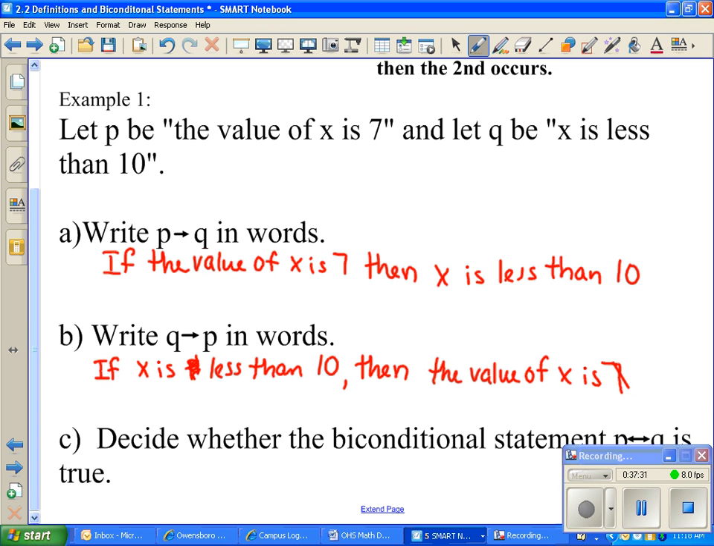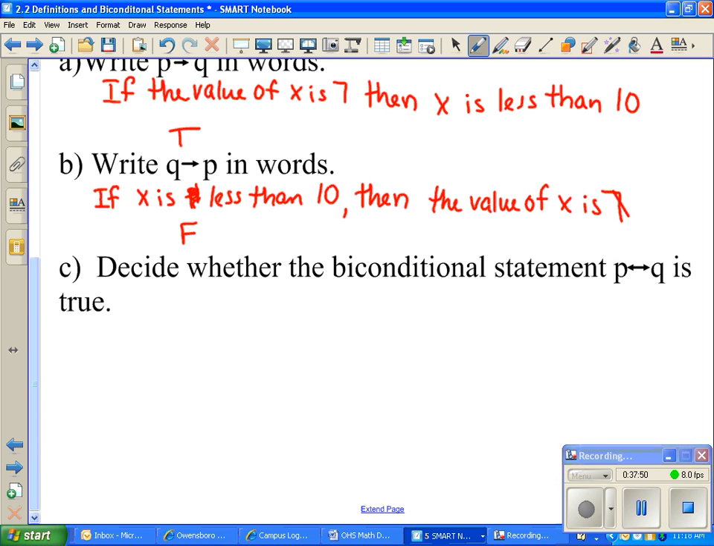Okay, is the first one true? Yes. If the value of x is 7, is 7 less than 10? Yes. That's true. If x is less than 10, does it have to be 7? No. It could be 9. It could be, but it's not necessarily. So, would you have a biconditional statement? No, that could not happen because it would be false, right? All right, good.